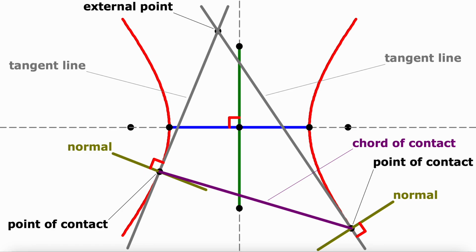Lastly, a chord of contact is a chord whose endpoints are 2 points of contact. When we draw 2 tangent lines to a hyperbola from an external point, these tangent lines touch the hyperbola at 2 distinct points. The line segment connecting these 2 points of contact is called the chord of contact.